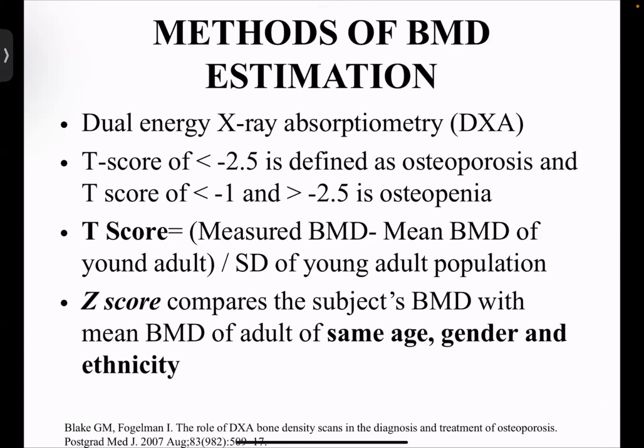The Z score compares the subject's bone mineral density with the mean BMD of adults of the same age, gender, and ethnicity. So when we say check the T score, you compare your BMD with the young adult population at the age of 20 to 30. And the Z score is when you are comparing with the same age, same gender, and same ethnicity.